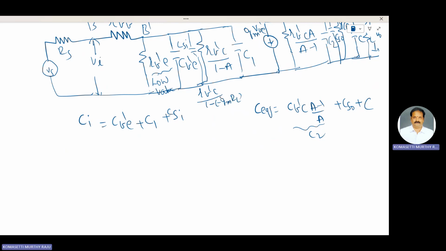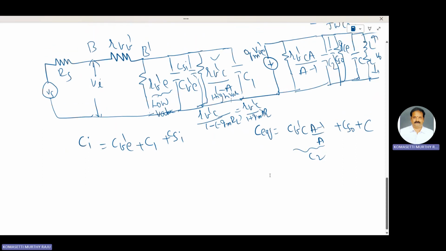GM into RL depends on load resistance. RB'C by 1 plus GM RL. This is the high value. This one is low value. High value in parallel with low value is equal to low value.